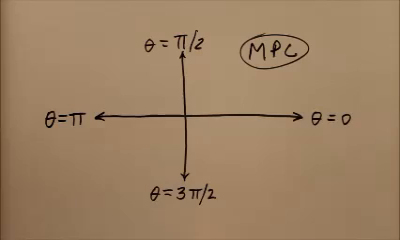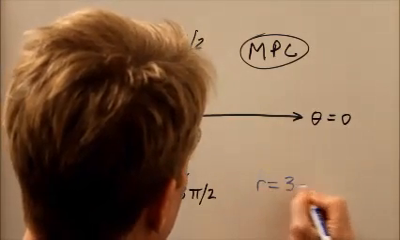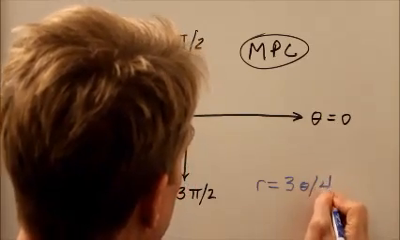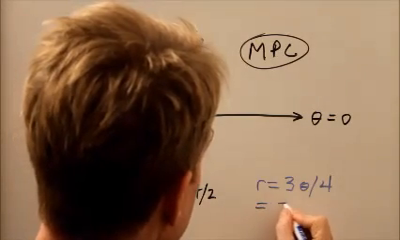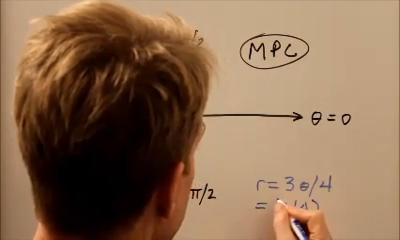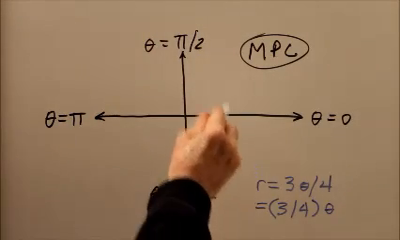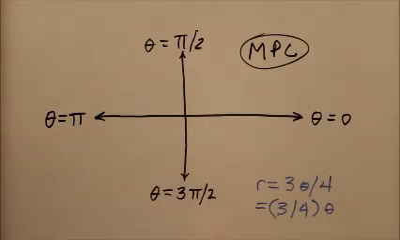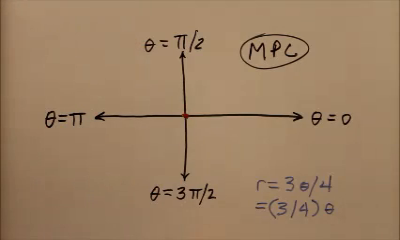The radius equals 3 theta over 4. The radius equals 3 times the direction angle over 4, which we might also write as 3/4 times the angle. So the radius varies in direct proportion to the direction angle. Well, when theta equals 0, we can see easily enough that the radius is going to be 0. So the origin is part of this graph.